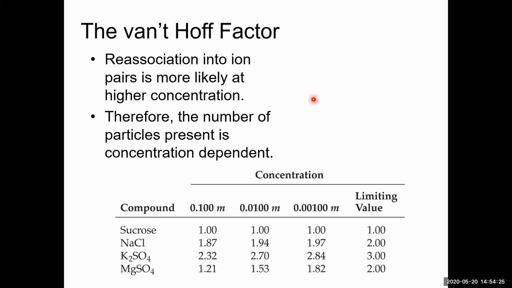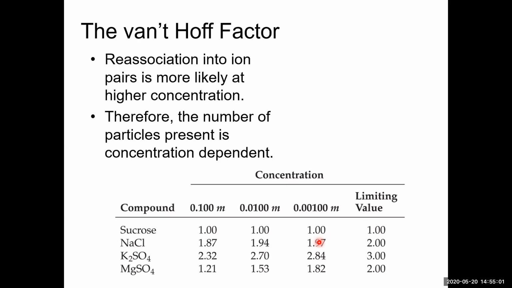So let's look at sodium chloride down here. The limiting value is 2. What does that mean? That means if everything was perfect, every time you put a mole of sodium chloride in there, you got 2 moles of particles, 1 sodium, 1 chloride, you get a 2. It's not exactly 2 because a certain percentage of them are floating around as these ion pairs. Now, why do the ion pairs not count? Well, because remember, we're counting particles for these colligative properties.